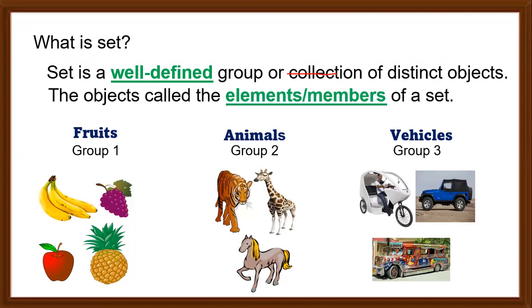Okay? So, with that, the objects are called the elements or members of a set. Ibig sabihin yan, pag tinawag kong ano-ano ba yung mga elements sa group of fruits. We have the banana, grapes, pineapple, and apple. Ang tawag po doon sa mga binanggit ko ay elements or pwede natin sabihin na members sila ng set ng fruits. Same with the set of animals. We have the horse, lion, and the zebra.